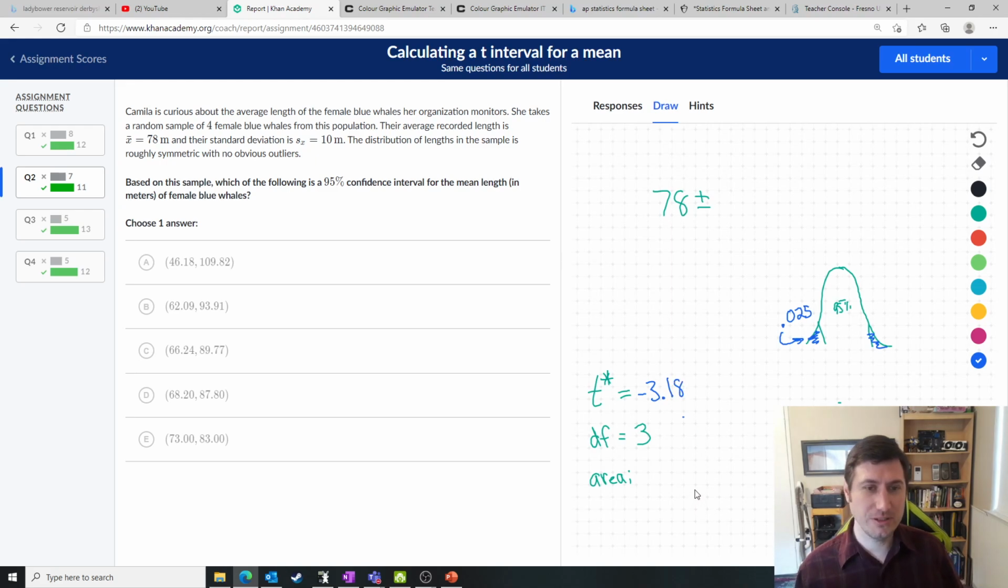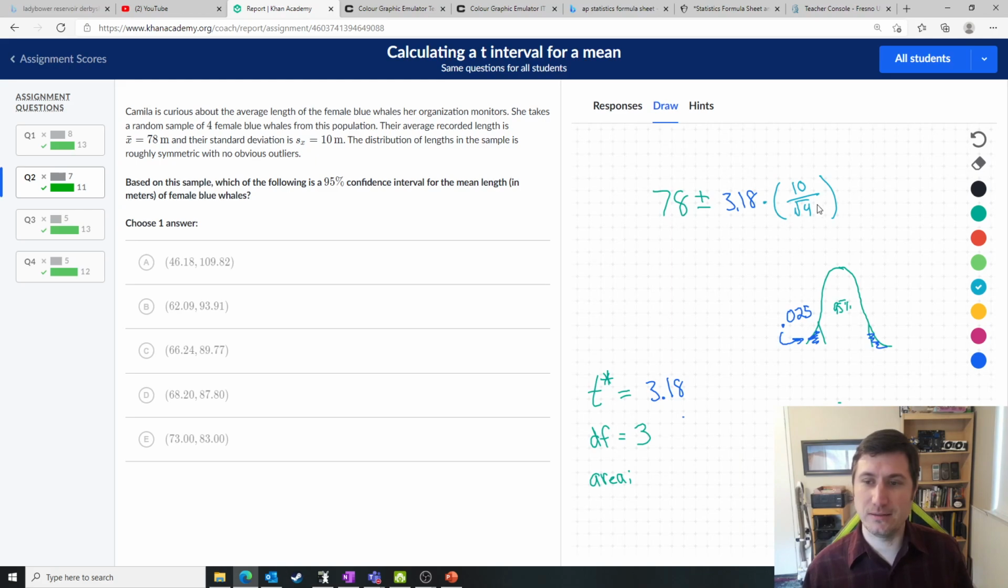Is our degrees of freedom. So it'll be plus or minus 3.18. I guess the negative, I might take the negative away. That doesn't really matter. We're going to add and subtract it anyways, aren't we? Times the standard error. Our standard error will be 10 divided by the square root of 4.